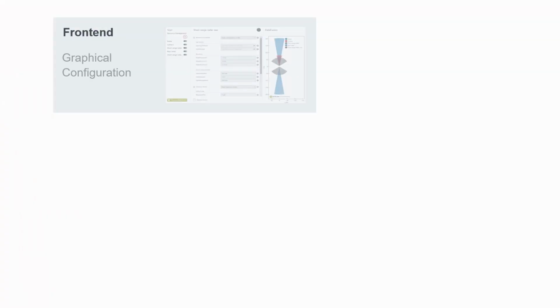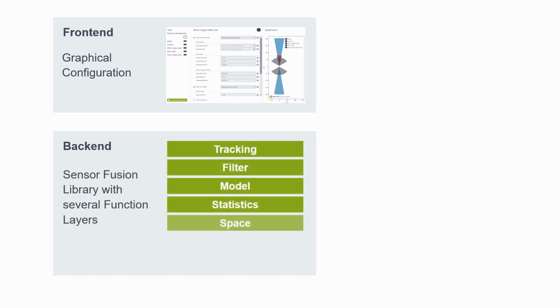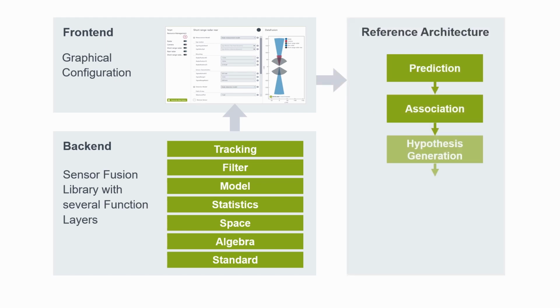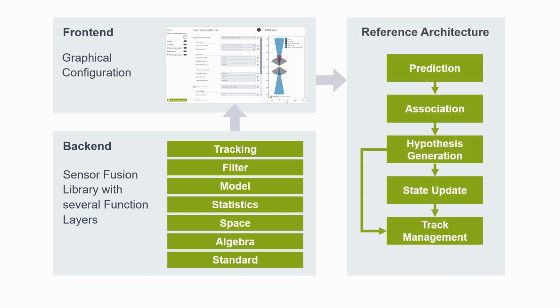Baselabs Create Embedded is software for the efficient development of series-grade object fusion systems. Prototyping with Baselabs Create Embedded involves the usage of a backend and a front-end. The front-end allows the user to register sensors and configure their characteristics in the graphical user interface. The backend has a series-grade implementation of a rich set of sensor fusion algorithms, which will be used by the front-end according to the configuration.